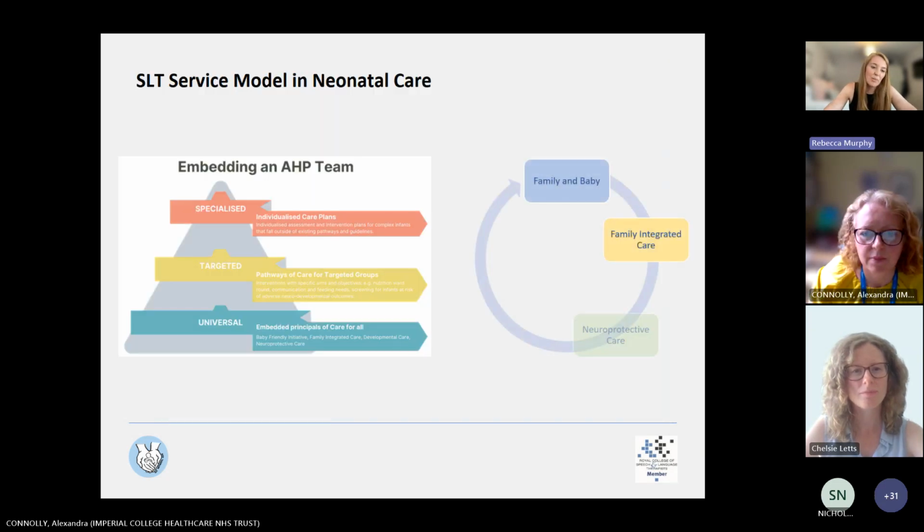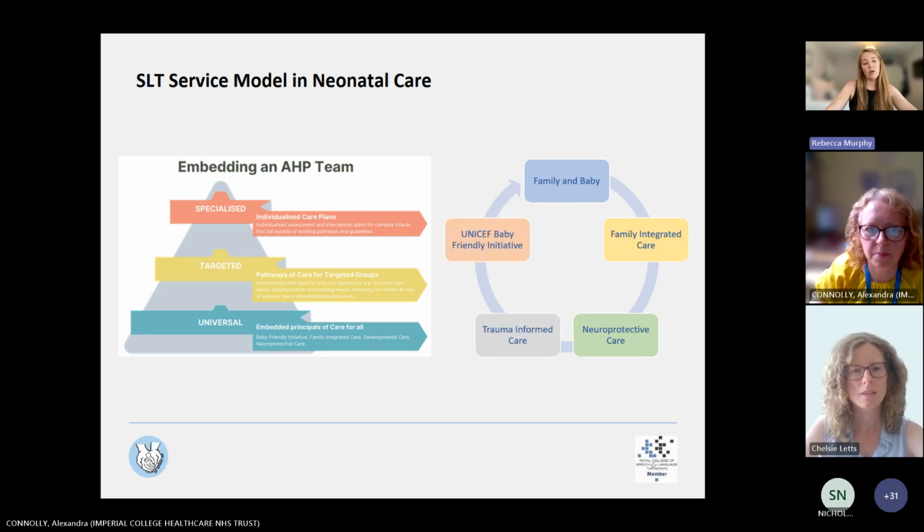This is an example of the type of service that we offer as a speech and language therapy team on the neonatal unit. Across speech and language therapy, we work in a universal, targeted and specialist pyramid. I'll talk you through what this means with regards to speech and language therapy on the neonatal unit. In the universal section, that relates to things such as education.